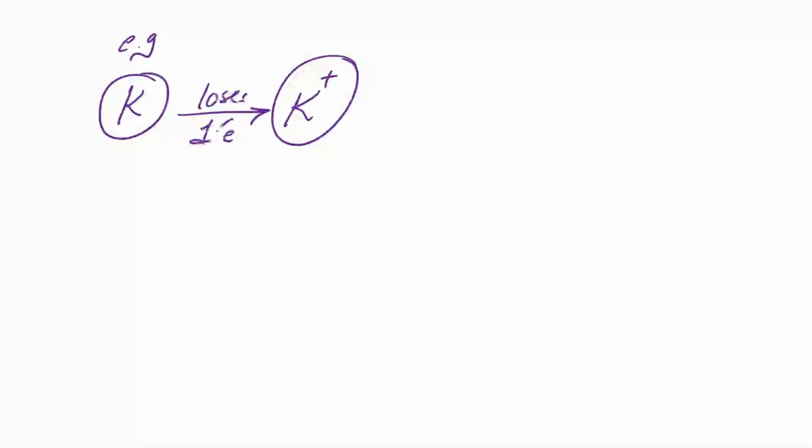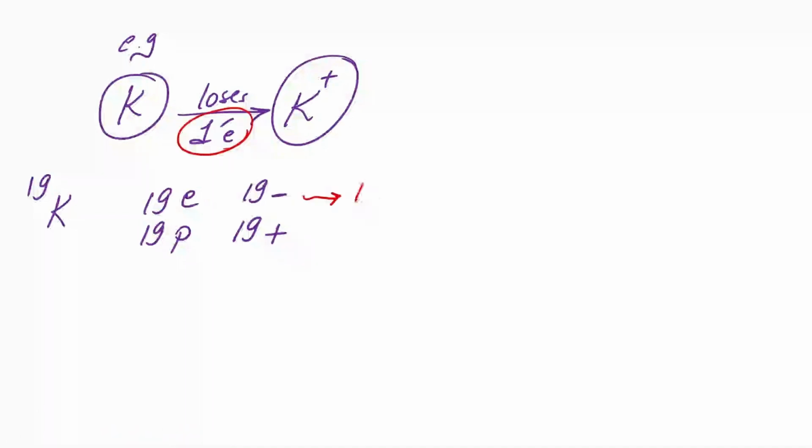For example, potassium. When potassium is involved in a chemical reaction, each atom loses an electron to form a positive ion. So potassium loses 1 electron. As we know, potassium has 19 protons and 19 electrons. So it has 19 positive charges and 19 negative charges. When potassium loses 1 electron, now it has 18 electrons only, which is 18 negative charges, and still the number of protons is the same. So what is the overall charge? The overall charge is positive 1.